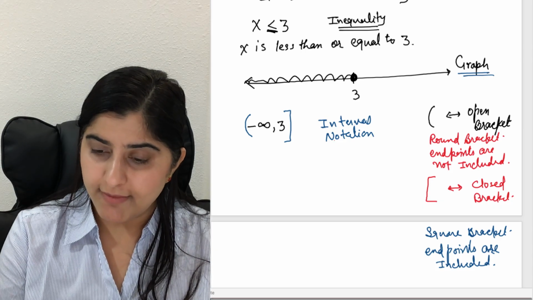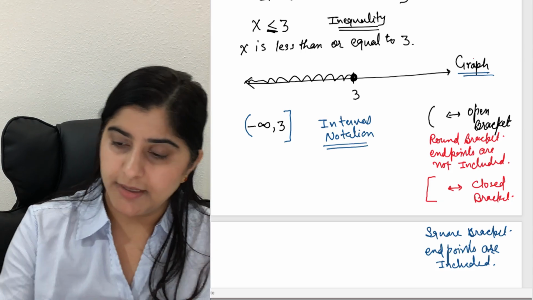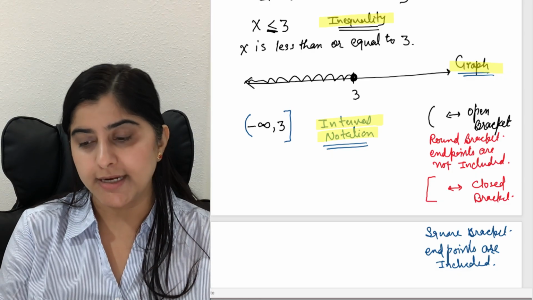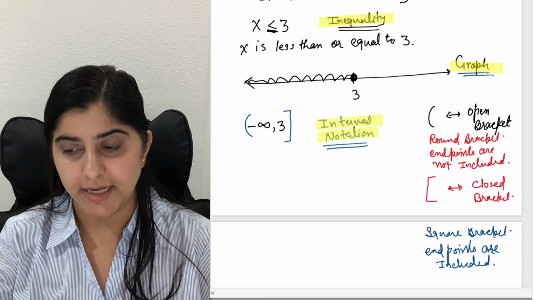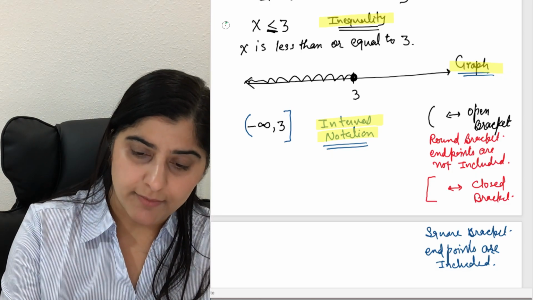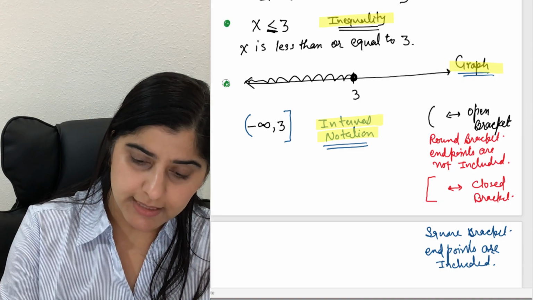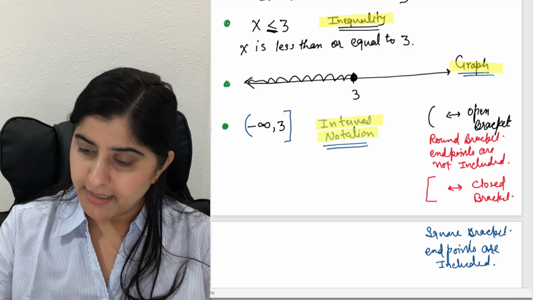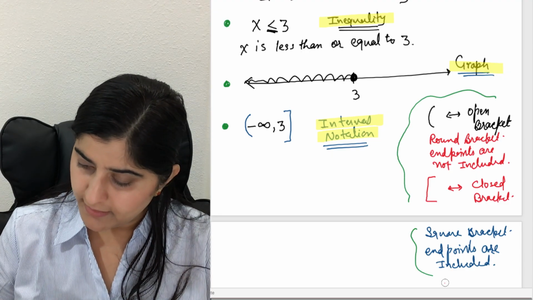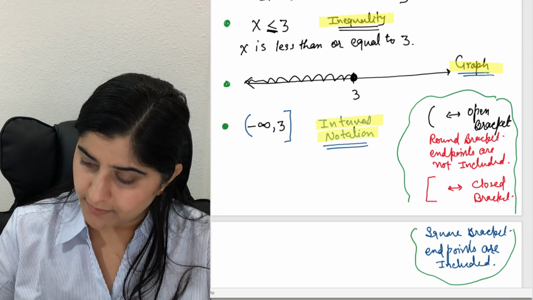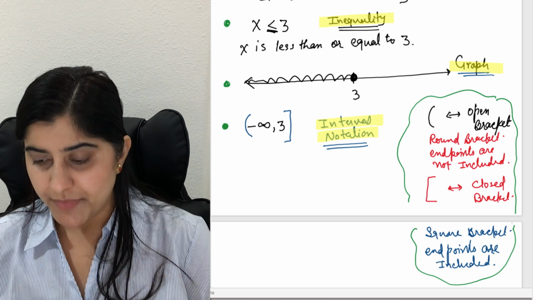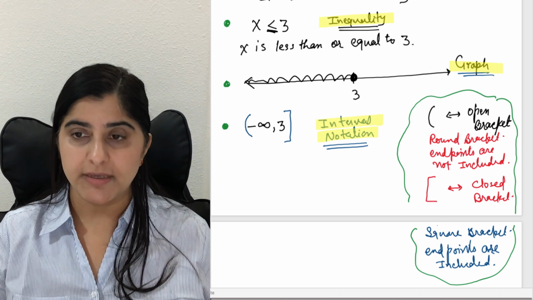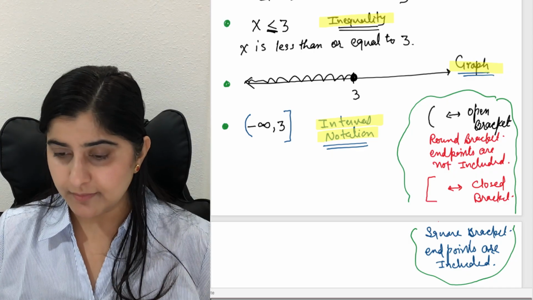So for any inequality, you can draw the graph and you can write the interval notation corresponding to that inequality. All three things are representing the same x values. Here we have the closed bracket and round bracket: the open bracket is round, the closed bracket is square, and a closed bracket means endpoints are included.